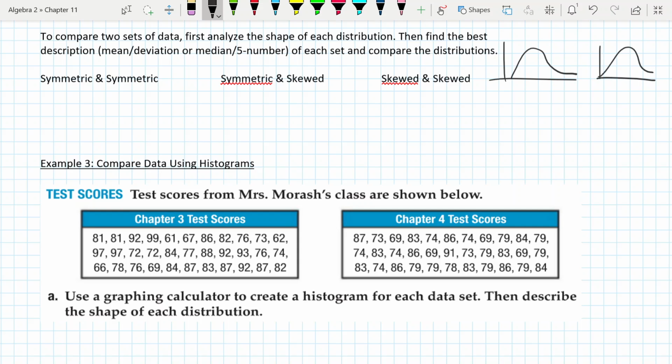Now, when you're comparing two sets, you're going to have to choose which is best: mean and standard deviation, or median and five number summary. So if both distributions are symmetric, you're going to use mean and standard deviation. Now, if one of the graphs is skewed, or both of them, we're actually going to use the five number summary.